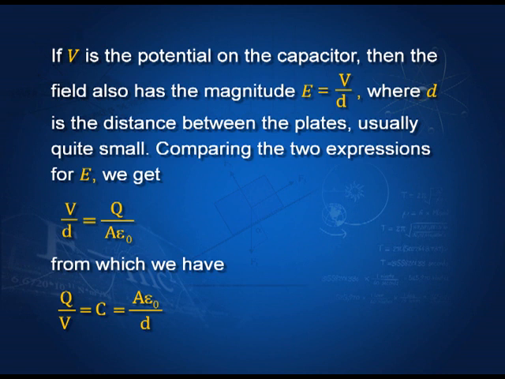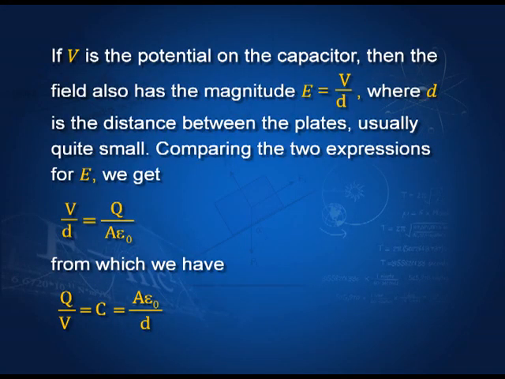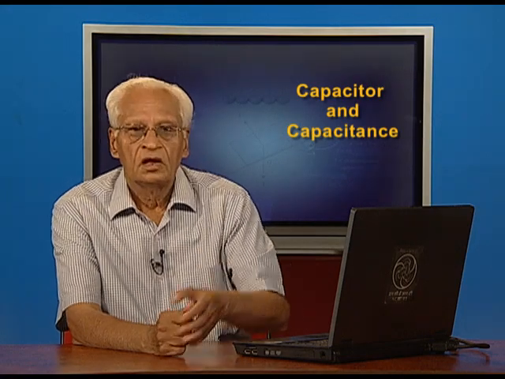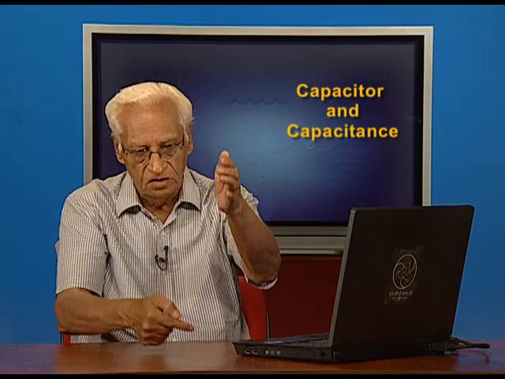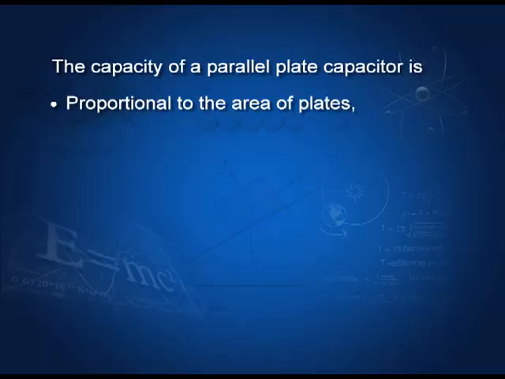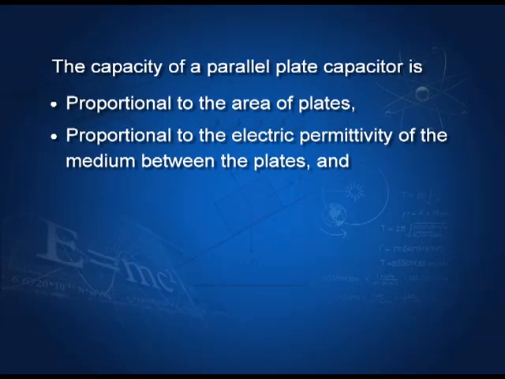d is the distance between them, A is the area of each plate, and epsilon 0, as you know, is the permittivity of vacuum. So, we have learned that the capacity of a parallel plate capacitor is proportional to the area of the plate. If this is the plate, then the area of this plate. It is proportional to the electric permittivity of the medium between the plates.